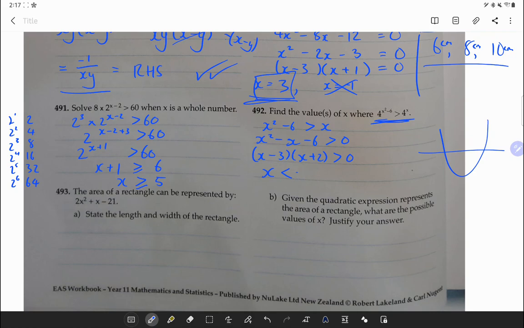No, sorry, -2. If it's less than -2, both those numbers, both these brackets are negative. So we get a positive number there. So that's one solution.